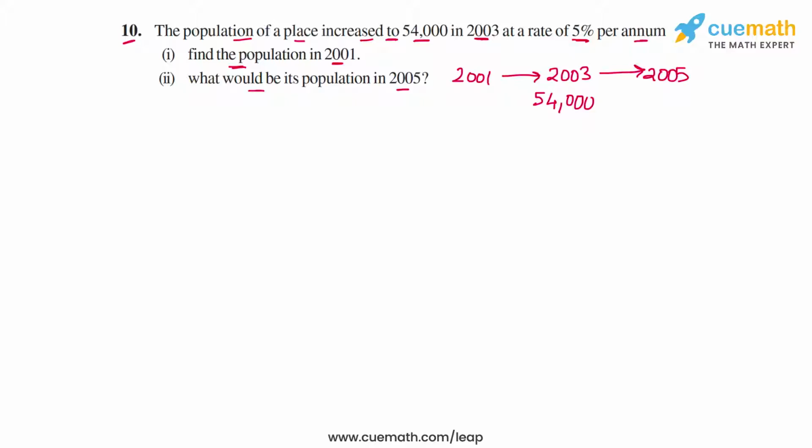Now, the idea behind growth is actually similar to compound interest. If you have the rate of growth, in this case it's 5% per annum, you can find out the growth factor per year. So I like to call it the growth factor. The growth factor is 1 plus the rate of growth. So 1 plus 5 by 100 in this case, which is 1.05.